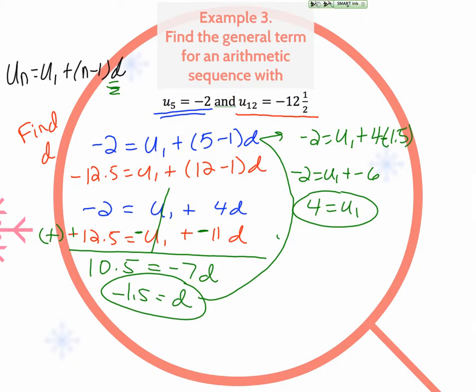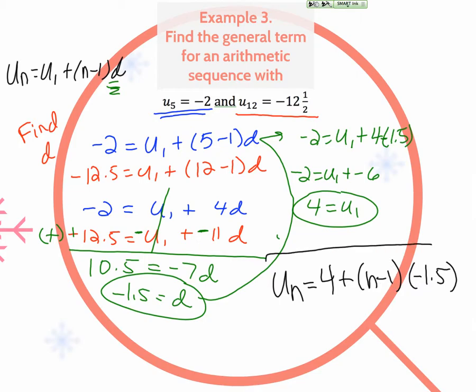Now that I have those two parts, I can write my general term. So my general term is u sub n equals my first term, which is 4, plus n minus 1 times my common difference, which is negative 1.5. So that's my final answer because that is the general term.